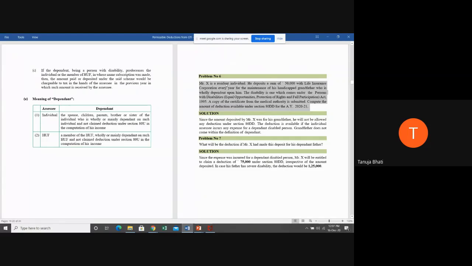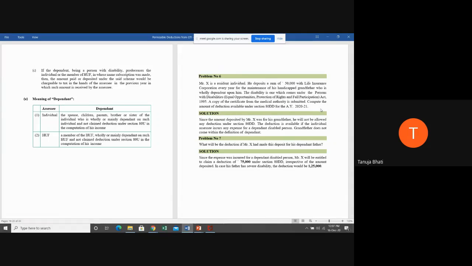Mr. X is a resident individual. He deposits 50,000 with Life Insurance Corporation every year for the maintenance of his handicapped grandfather who is wholly dependent upon him. The disability is one which comes under the previous Persons with Disability Act 1995. A copy of certificate from medical authority is submitted. Compute the amount of deduction under section 80DD for assessment year 2020-2021.